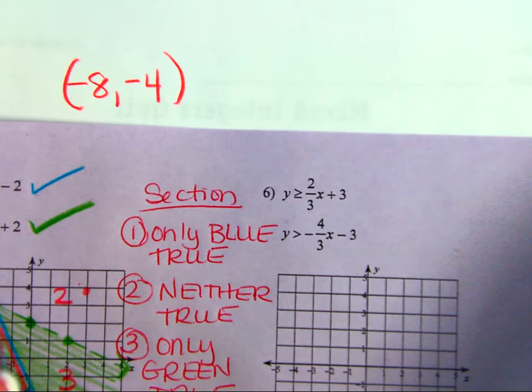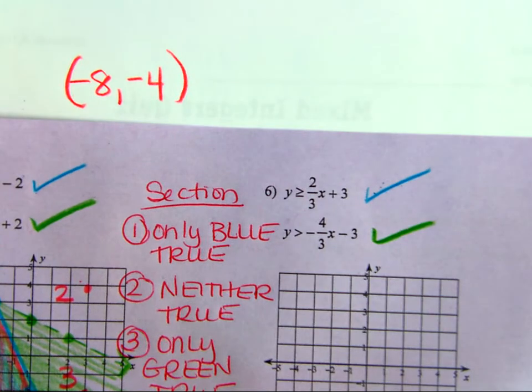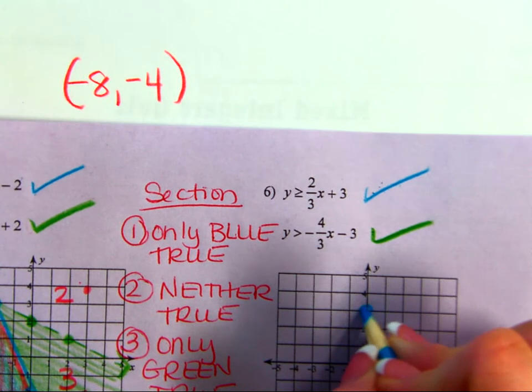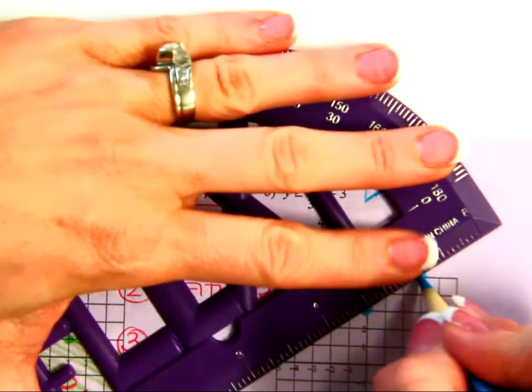Let's do this next one. Blue, green. So go to +3, up 2/3 with a solid line.